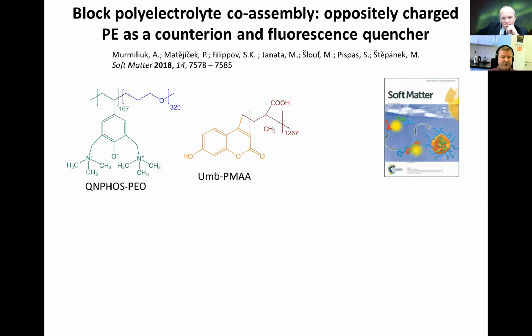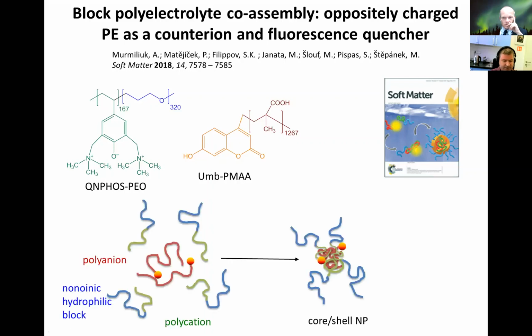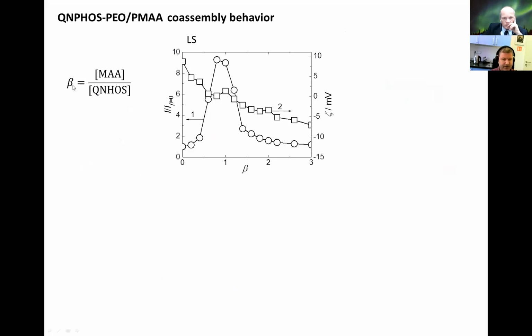So now back to the application of dynamic quenching as a tool for studying counterion distribution. What we did in this study was, again, we used this umbelliferone-labeled polymethacrylic acid, and we tried to use this oppositely charged polyelectrolyte, this double hydrophilic polyelectrolyte, this group, which acts as a dynamic quencher of the fluorescence. And what happens if we mix these two polyelectrolytes is the formation of core-shell nanoparticles, in which, of course, the probe experiences dynamic quenching by these chains. So this is how it behaves when we mix the two polymers.